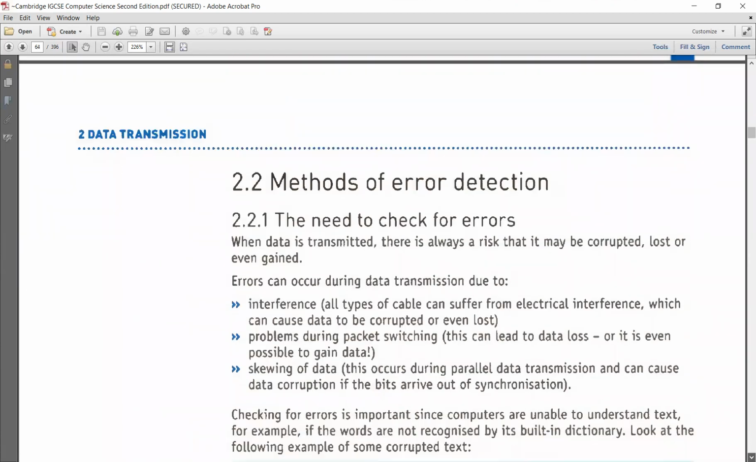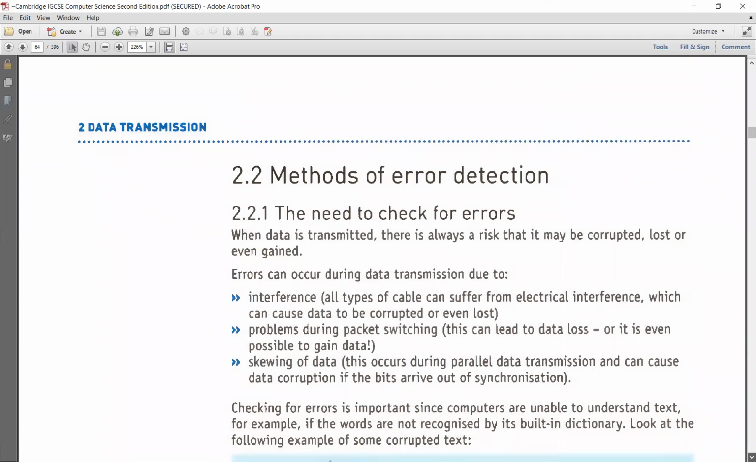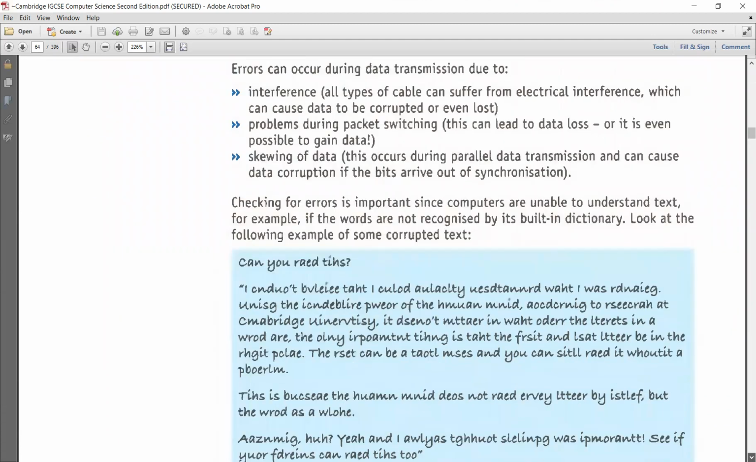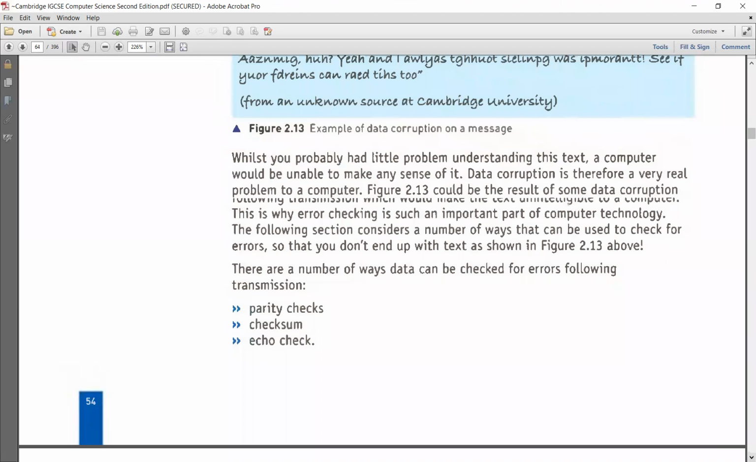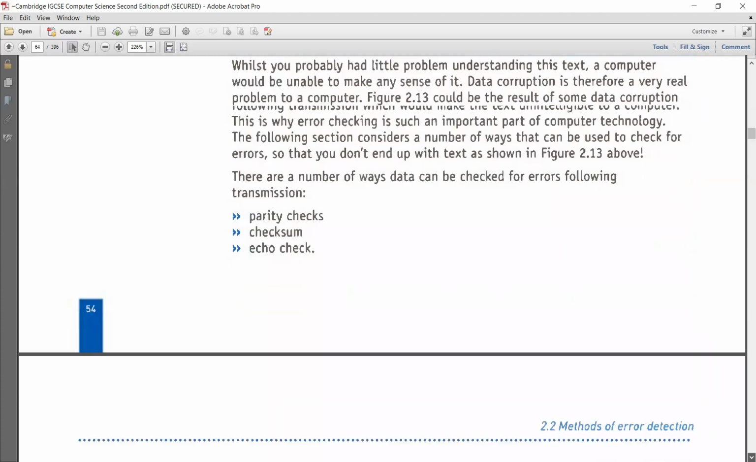Then methods of error detection, very, very important. In this, you need to know the methods, you need to know how to apply those methods, and you need to know how to answer questions on them. The very first method is parity check. The second method is checksum. Please remember, the methods are parity check, checksum, and the third method is echo check.